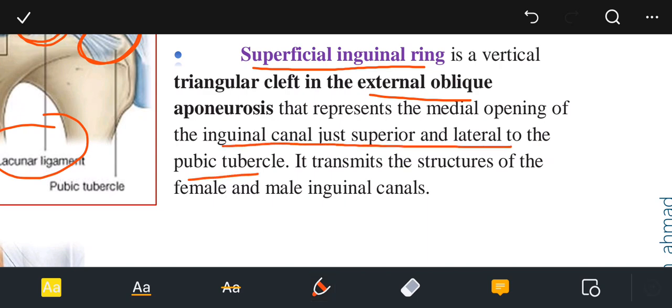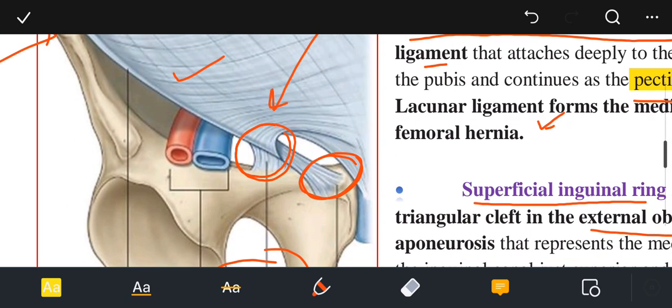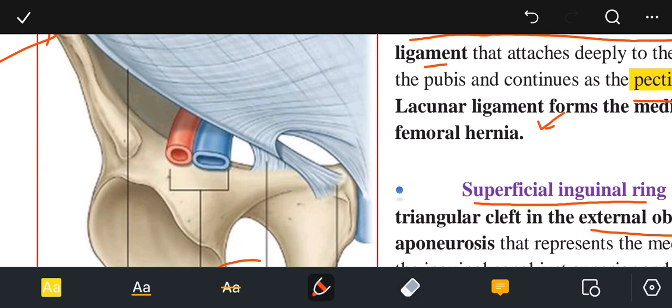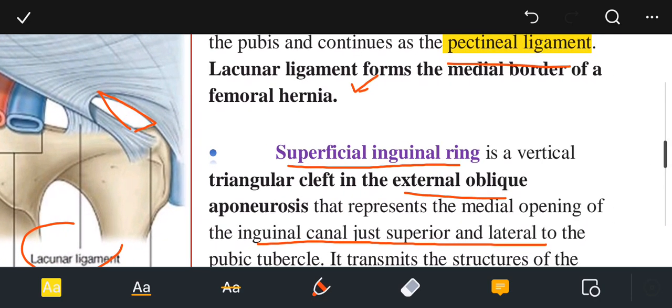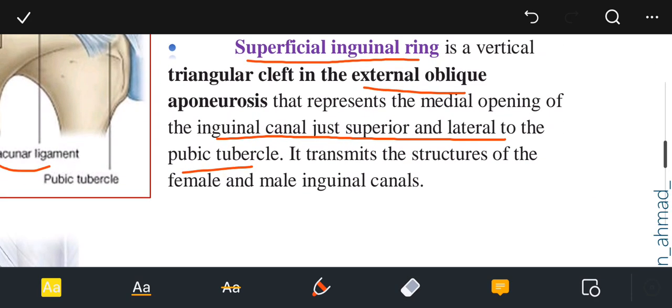It is just superior and lateral to the pubic tubercle, as you can see in this picture. This triangular opening is the superficial inguinal ring, and that is situated lateral and superior to that. It is superior and somewhat lateral to the pubic tubercle. So superior and lateral to the pubic tubercle, we have a triangular opening. That opening is called the superficial inguinal ring.